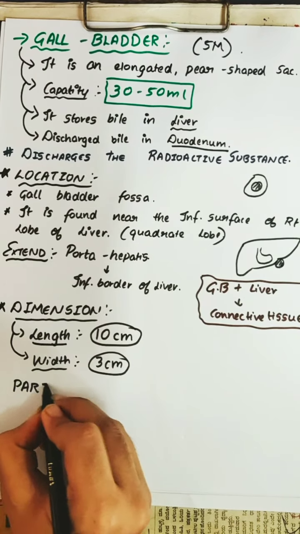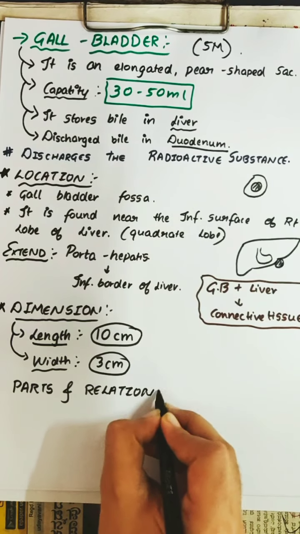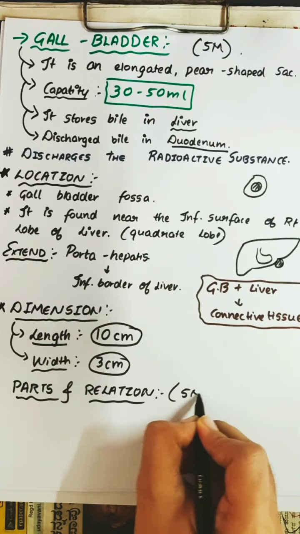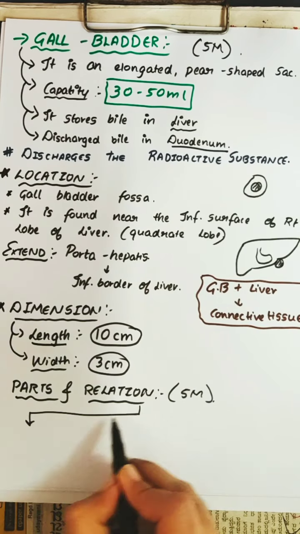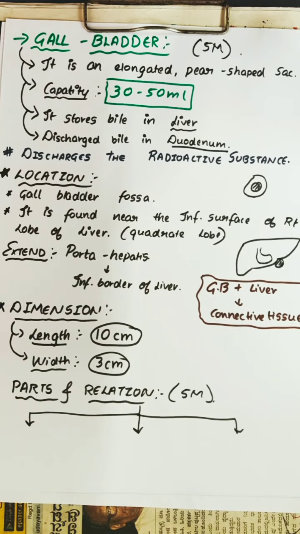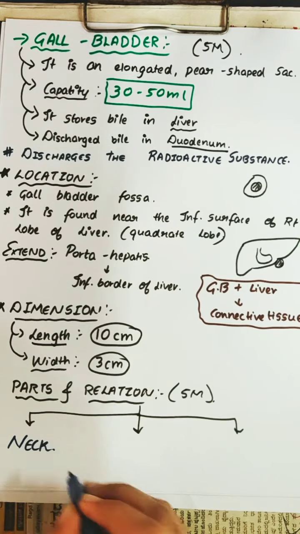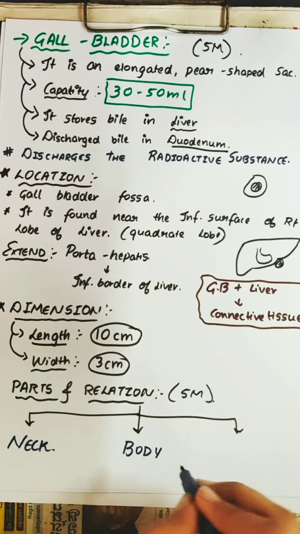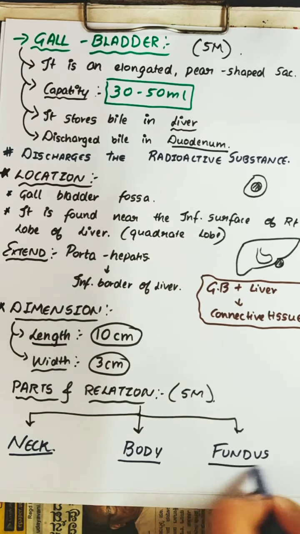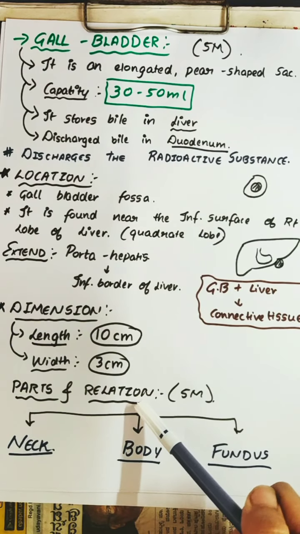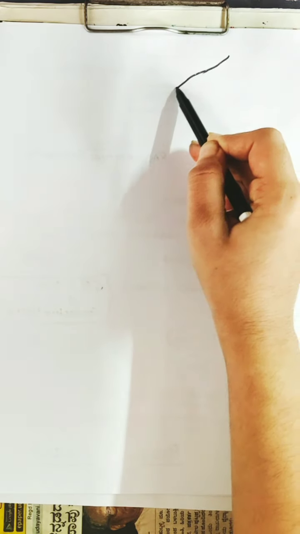Now we'll study briefly the parts of the gallbladder and its relations. Parts and relations are very, very important topics for 5 marks. The gallbladder is divided into 3 main parts: a neck, a body, and a fundus. We'll study briefly with the help of a diagram. So we'll draw a neat diagram of the gallbladder.